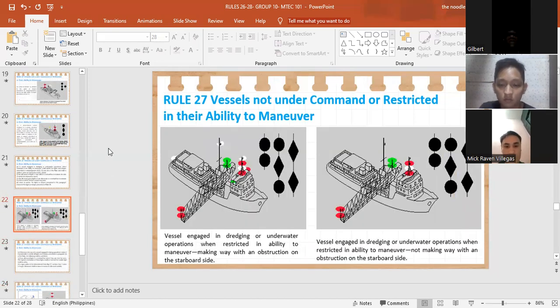Correct. Vessels not under command or restricted in their ability to maneuver. So vessels engaged in dredging or underwater operations, when restricted in ability to maneuver, making way with an obstruction on the starboard side. As you can see, on the starboard side they have a red light. On the other side, we have a green light.